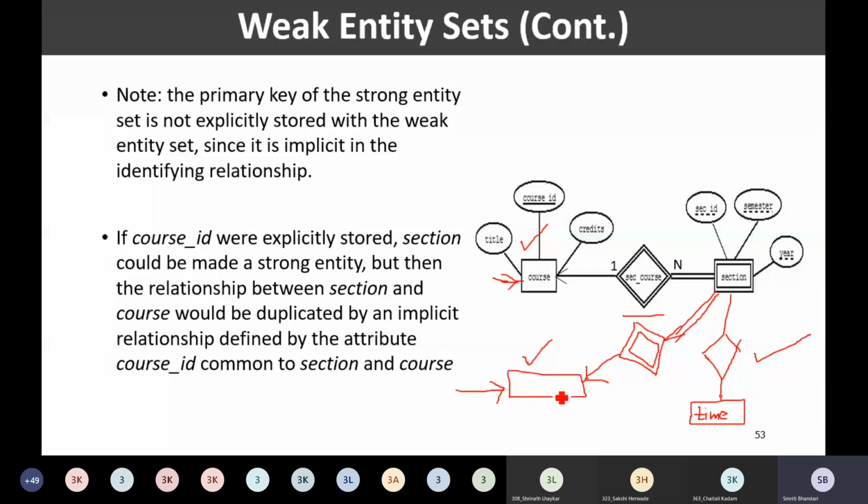So I'm once again emphasizing the point, one weak entity set may be existence dependent upon more than one. Depending on the need, depending on the problem statement, we are supposed to make use of all those concepts, right?